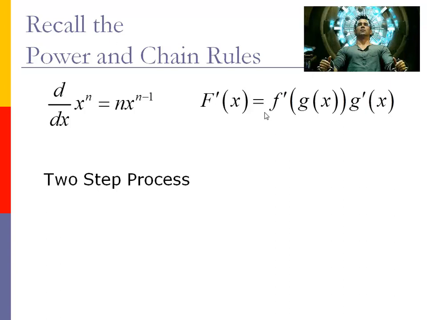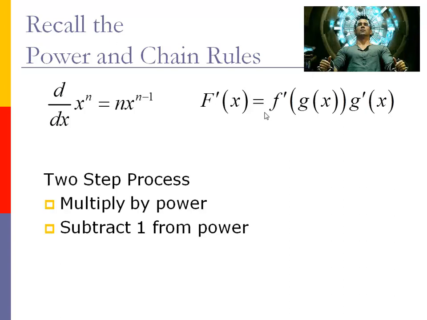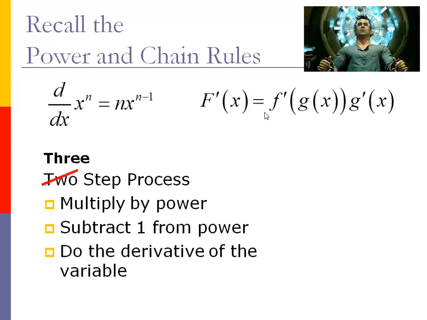All right, so the two-step process for that power rule: we multiply by the power, and we subtract one from the power. Okay, so that's the power rule. Now I got to come out and make this apology to you because yes, it is a two-step process, but I'm actually going to say there's a third step we didn't do before when we first started doing derivatives and the power rule, but it's kind of there. The third step is you do the derivative of the variable. So there's this unseen step that we didn't talk about before, but it's actually there.